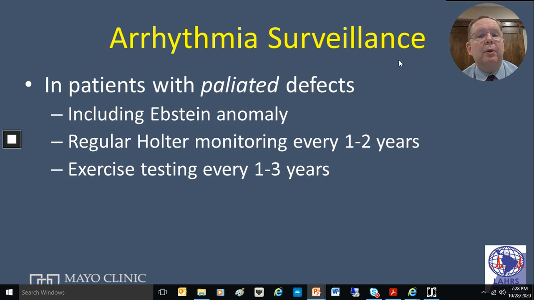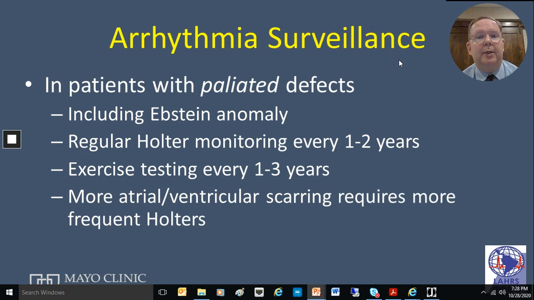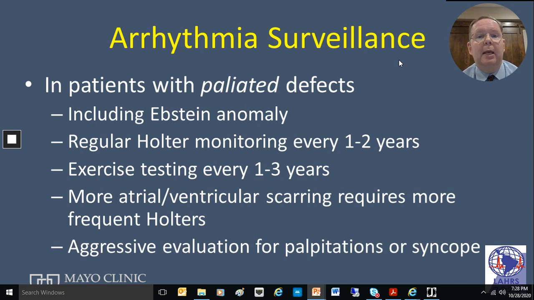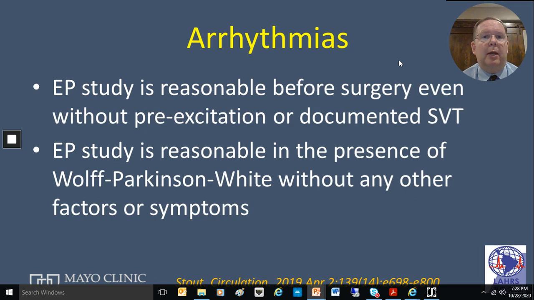Exercise testing every 1 to 3 years, not only to follow ventricular function, but some of these arrhythmias may only be seen with exercise. And if a patient's had extensive atrial or ventricular surgery or scarring, they may require more frequent Holters as they may have a higher arrhythmia burden. If a patient has palpitations or syncope, very aggressive workup and evaluation should be performed as these patients are definitely at risk for sudden cardiac death.